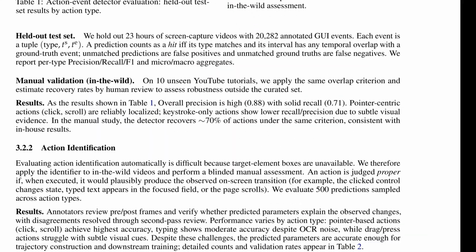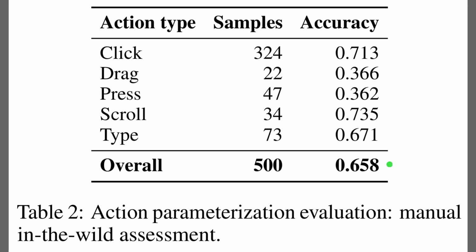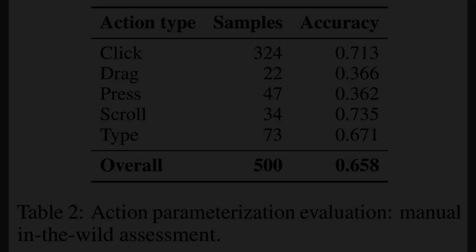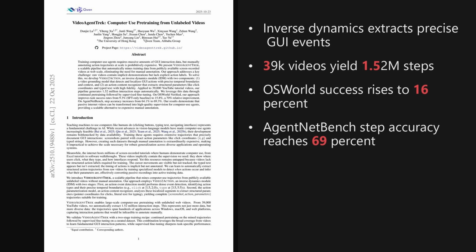So Table 2 presents how well the system fills in action parameters, which means predicting concrete details like click coordinates or typed text. The overall accuracy sits near 0.66, showing the outputs are generally usable for training. Pointer-based actions do best, with scroll near 0.74 and click around 0.71. Typing lands near 0.67, while drag and press trail at roughly 0.37, because subtle visual cues make them harder to verify.